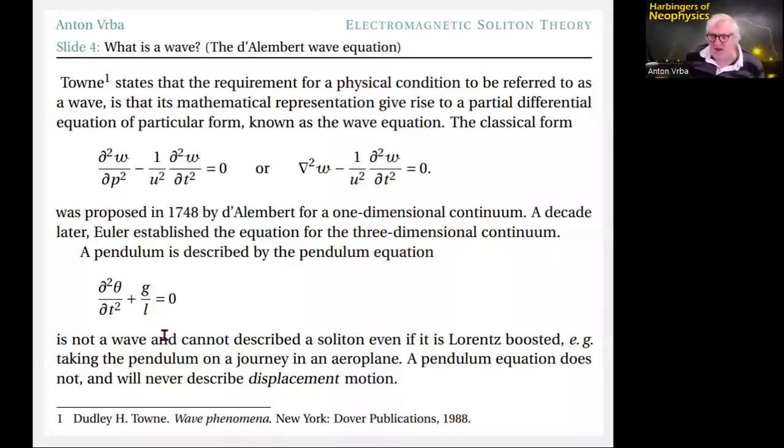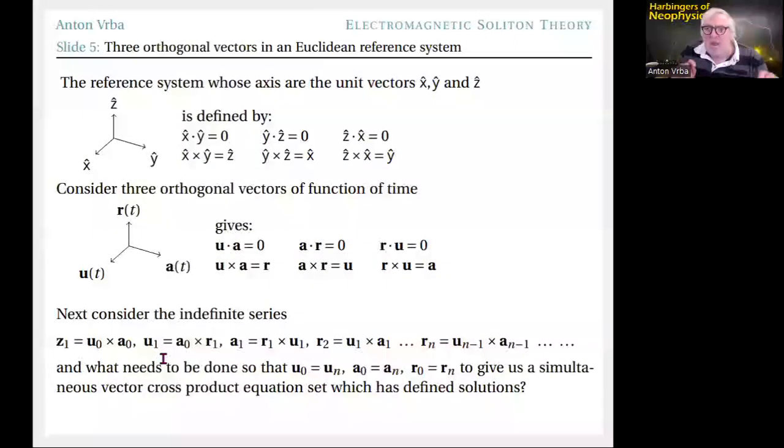And this is basically a snide against the people who do topological solitons. They all use this sort of formula, and then they say this can move if one Lorentz boosts it. But anyway, now let's just think of three vectors.